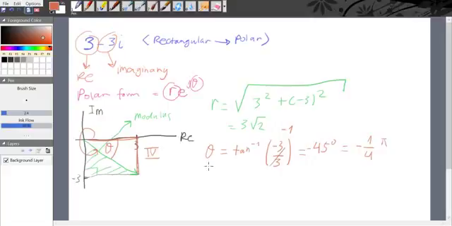So we have our theta and we have our modulus. We can rewrite our rectangular form into the polar form. So the polar form is equal to 3 square root of 2 exponent j -1/4 pi. So that's how you change the combination of imaginary and real numbers from the rectangular form into the polar form. I hope this video helps a lot.